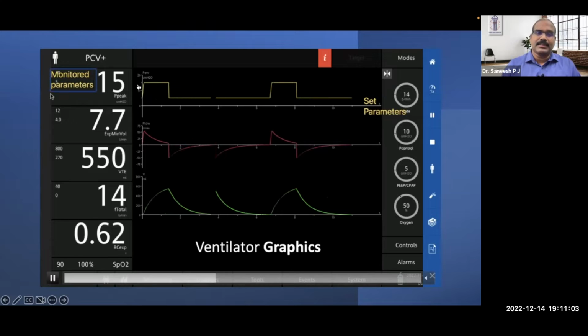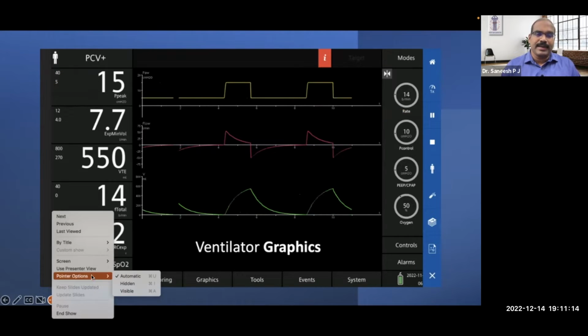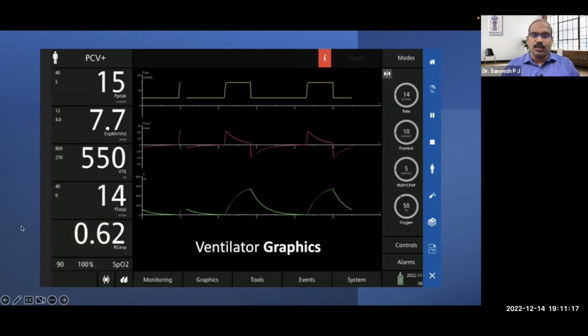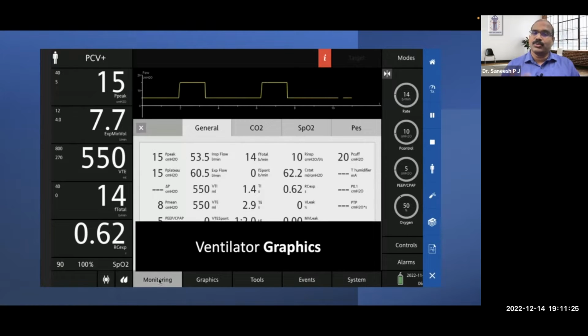Along with set parameters, the monitored parameters you see on this side of the screen are also important. Unless you document what minute ventilation the patient was on while interpreting a particular PCO2 value in your ABG report, how are you going to correct it? Whether somebody has corrected even before you came to see. So documentation of the set parameters and monitored parameters is important. Ultimately, we are not treating the monitors, we are going to treat the patients.